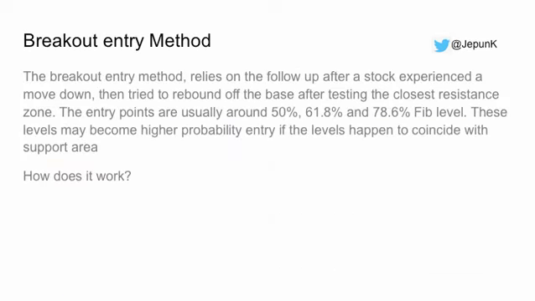So this breakout entry method, it relies on the follow-up after a stock experiences a move down, and then tries to rebound off the base after testing the closest resistance zone. The entry points are usually around 50%, 61.8%, 78.6% Fibonacci levels. These levels may become a higher probability entry if the levels happen to coincide with the support area. So how does it work?